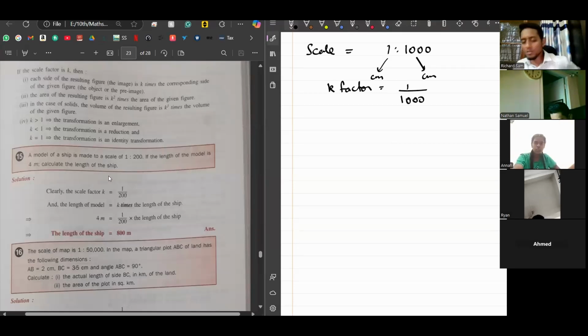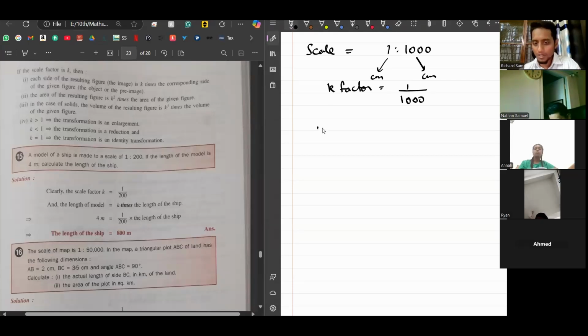Okay, you can do cross multiplication simply and do it also. But anyway, let's see how it's done here using this K factor. So what's the K factor over here? If the scale is 1:200, then the K factor is 1/200. Now the length of the model will be K times the length of the ship.